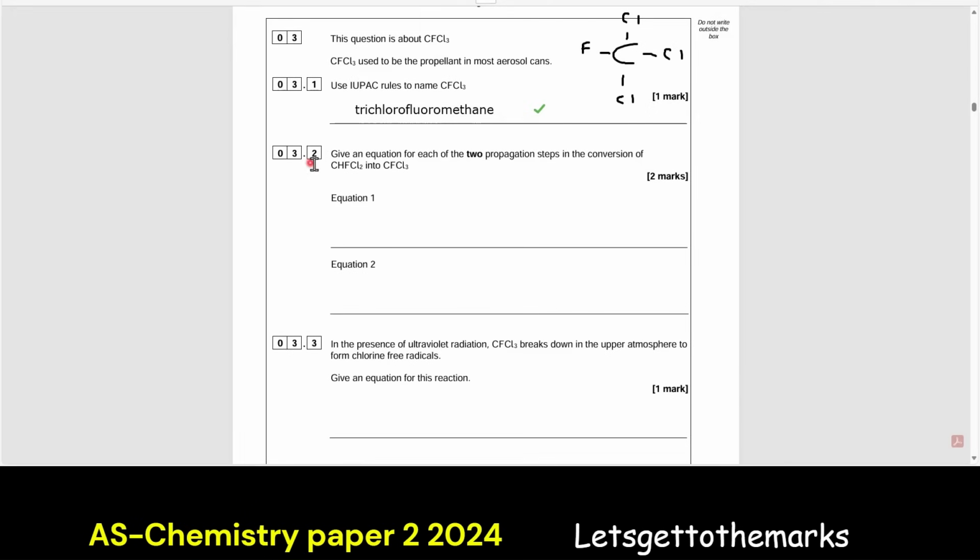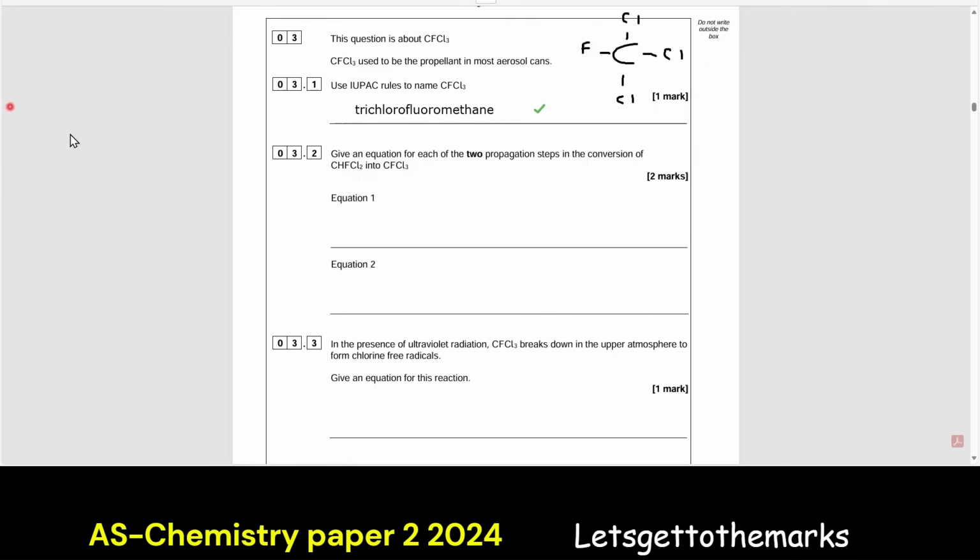Okay, let's go to 3.2. Give an equation for each of the two propagation steps in the conversion of CHFCl2 into CFCl3. So we want to make this, but we want to make this from CHFCl2. How do we go from that into that? And it's saying this happens in two propagation steps.